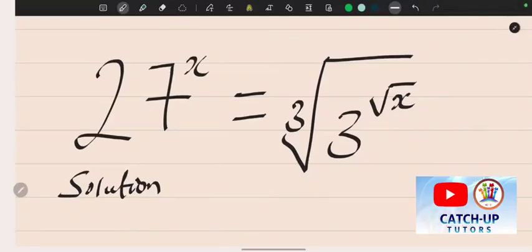Guys, in today's class, I'm going to provide the solution to this given question. We have 27 raised to the power of x equals the cube root of 3 to the power of root x.